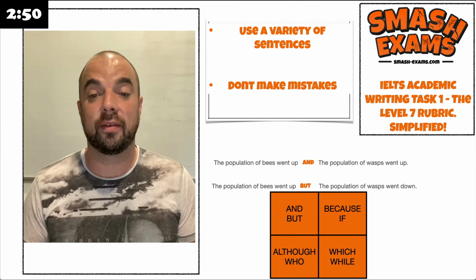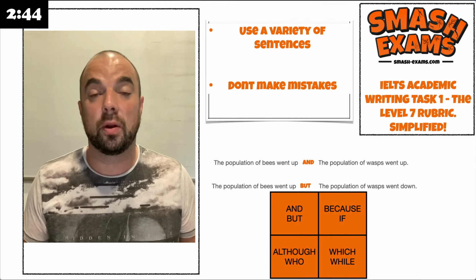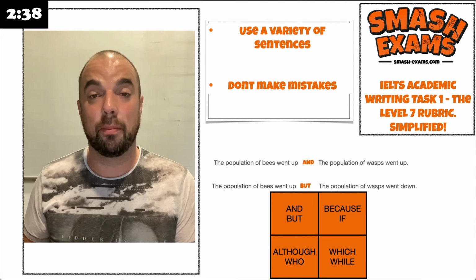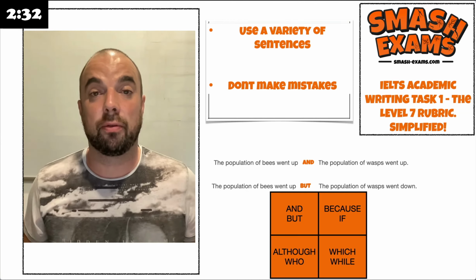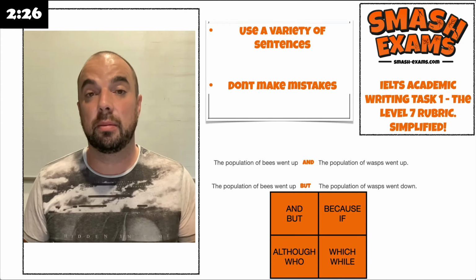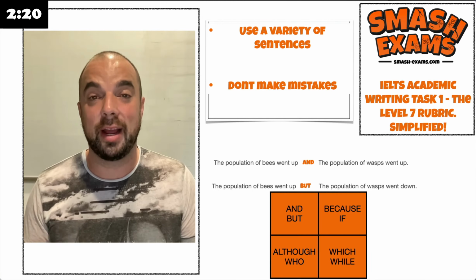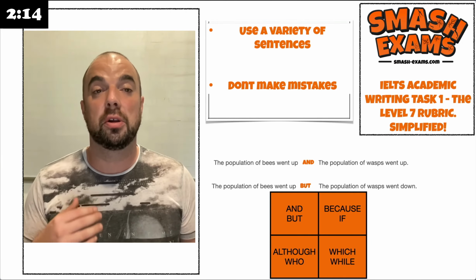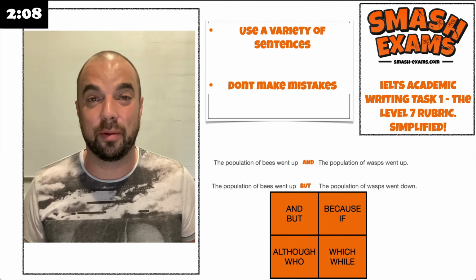Now there are also complex sentences, and that will also help you to have this variety of sentences, but only stick to the ones you're comfortable with. If you want to know more about simple, compound and complex sentences and how to use them, click the link at the end of the video and I'll go through those with you. For now, just learn how to use these eight words: and, but, because, if, although, who, which, and while. Because if you can be comfortable using these words and you don't make mistakes with these words, you will automatically produce compound and complex sentences as well as your simple ones.